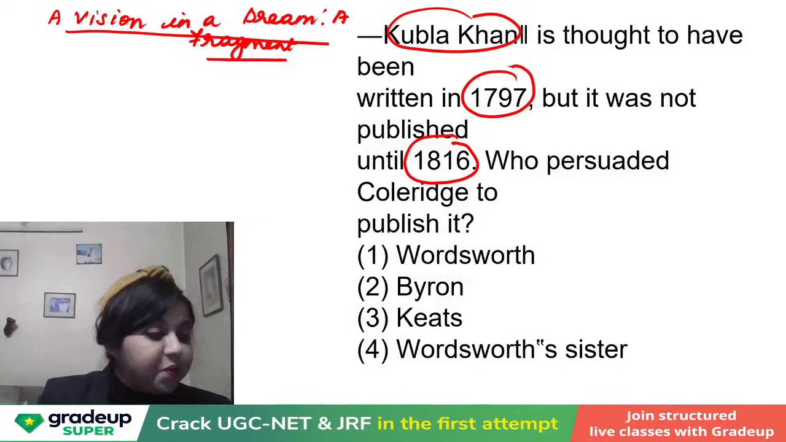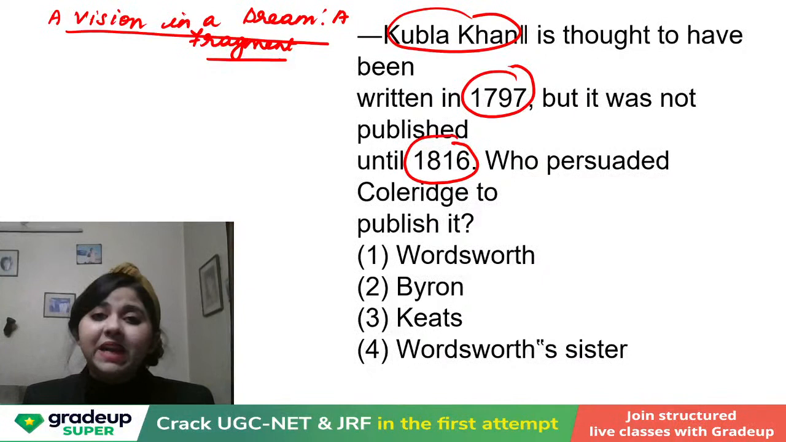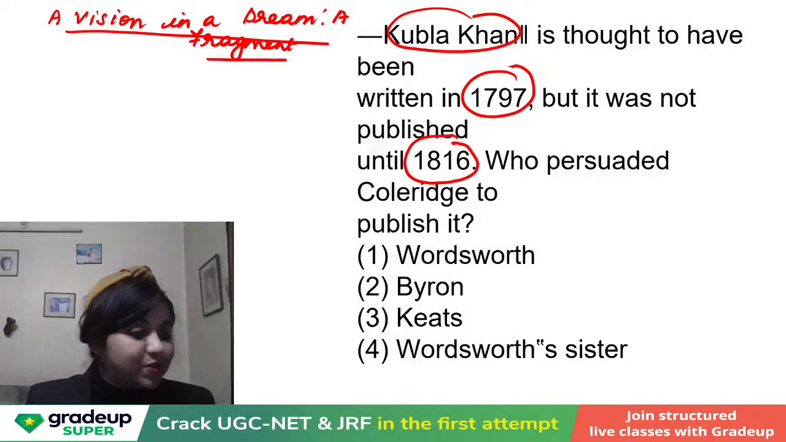Now, what basically had happened was that this was actually written in an opium-induced state. He had had opium. Why had he had opium? Because he was having a lot of pain. So opium was acting like a painkiller at that time. And when he had had the opium, he was in a drug-induced state. And when he was in a drug-induced state, that is when he was actually reading these Oriental tales. He was reading about Kublai Khan, the Mongol emperor.